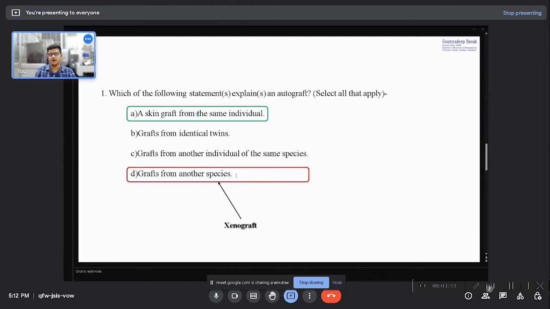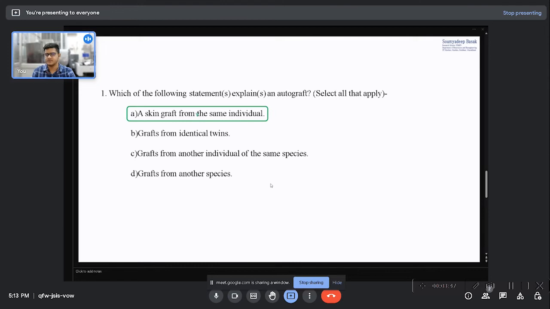So like this, we would be addressing each and every question. We might not be able to discuss all the previous year questions, but I would select the important ones or the tricky ones, and we would be discussing the answers as well as the options here, and we will try to gather as much information as possible from the questions also. So this question, we have the correct answer A: which of the following statements explains an autograft, a skin graft from the same individual.